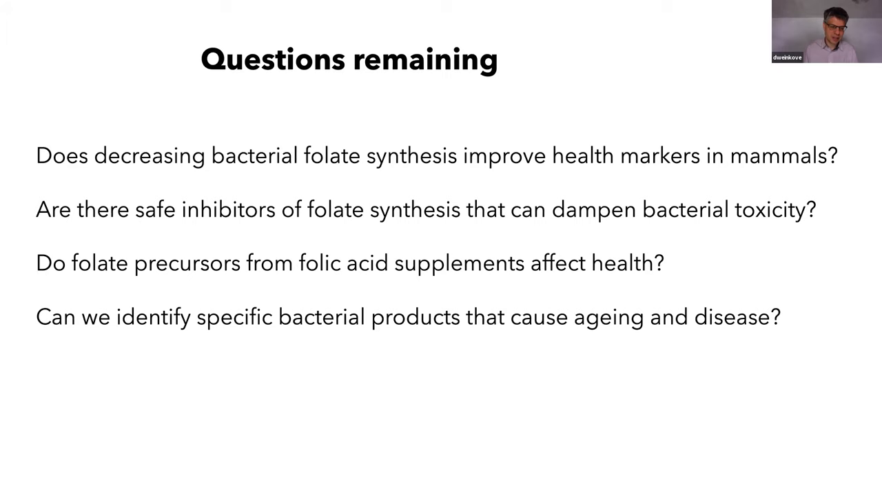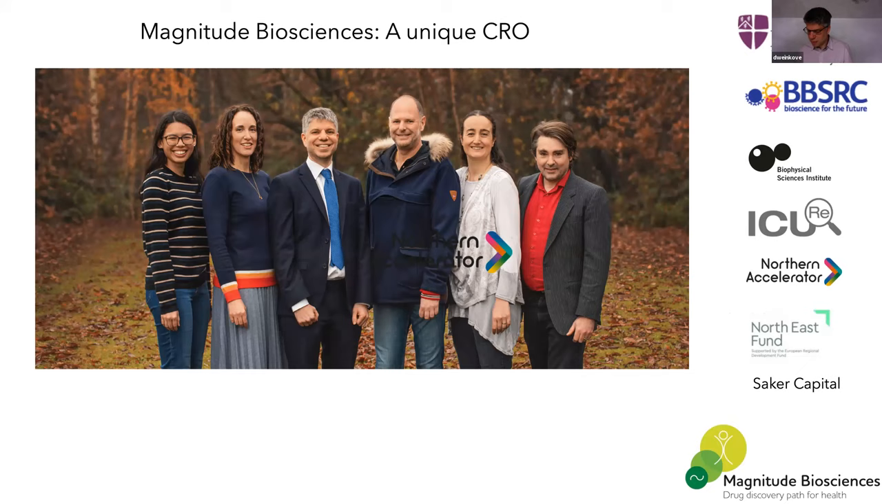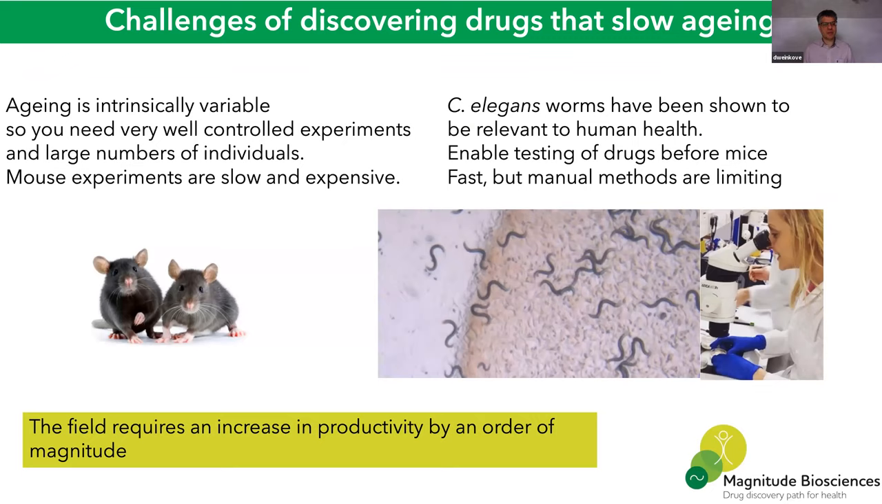And so that brings us on mainly to Magnitude Biosciences. We're a CRO that's uniquely set up to work with C. elegans. It's a team that's come out of our university group, but brings together a whole bunch of different expertise from physics, from business, and so on. The ideas behind Magnitude Biosciences really came from the aging field.